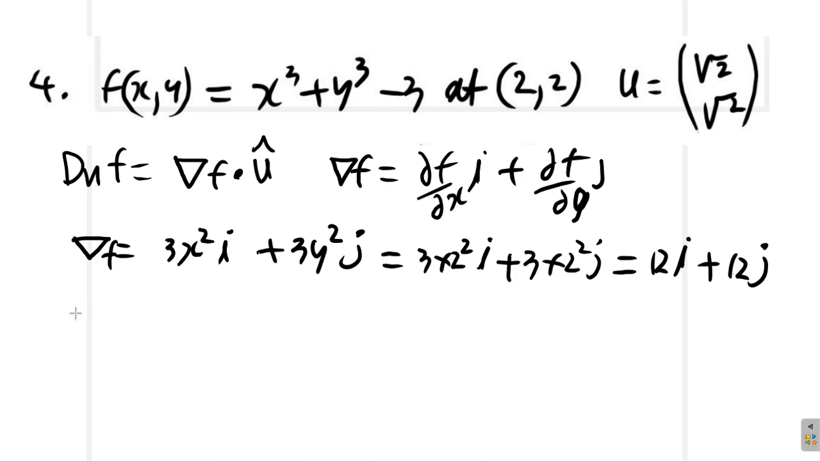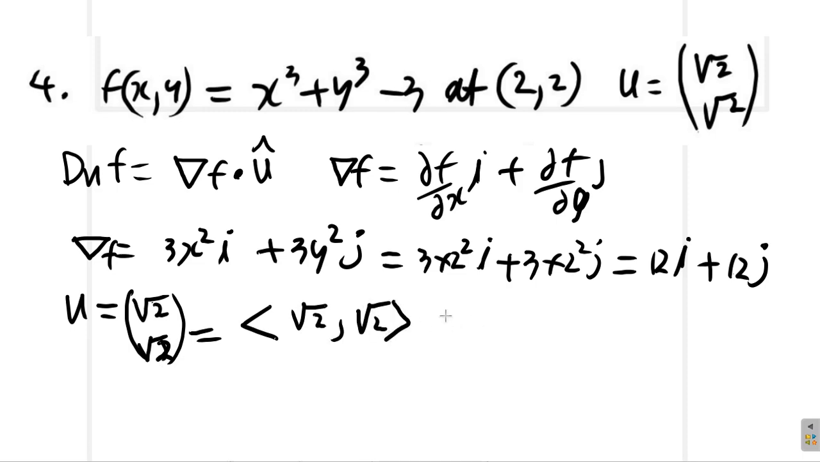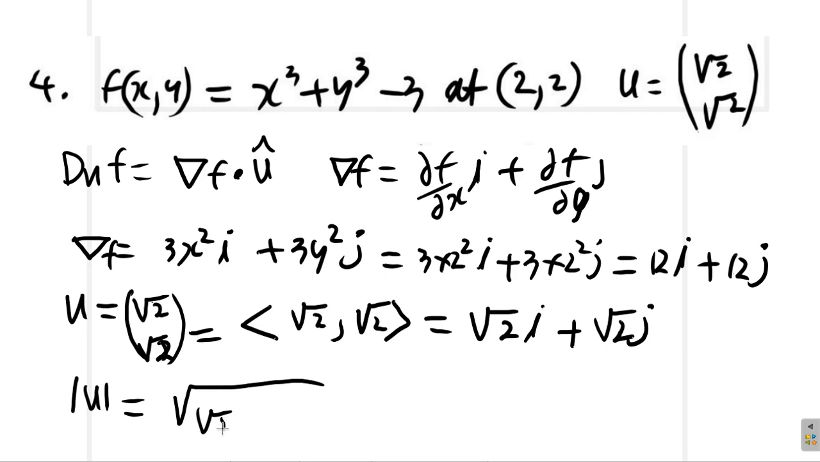The unit vector now. So another way to write unit vector. Let's look at the 3 main ways to write it. You can write it as a column vector as written up here, which is the same thing as you could write it using angle brackets as here, which is the same thing as square root of 2 i plus square root of 2 j. Same thing. But the magnitude is the square root of square root of 2 squared plus square root of 2 squared.